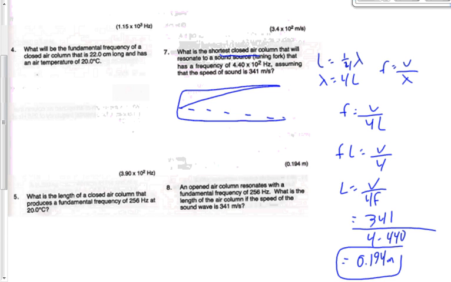Okay? Does that make sense? You guys comfortable with that? Reasonably comfortable with that?